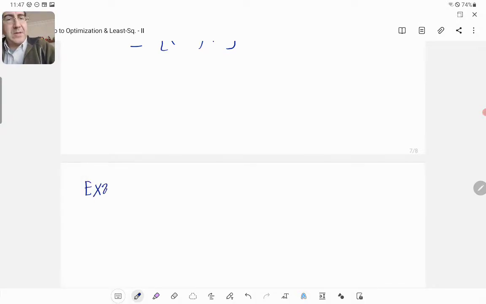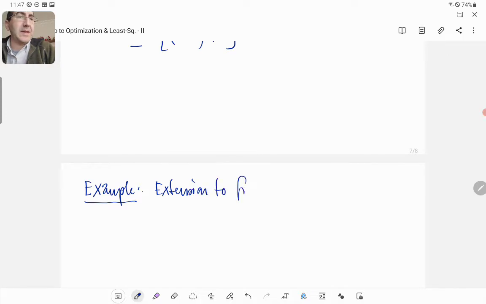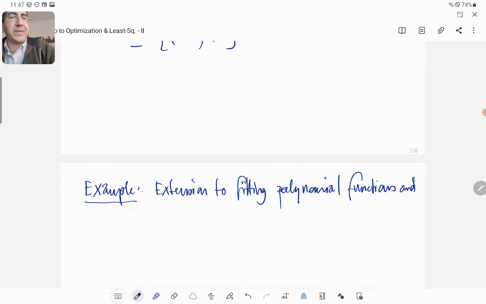Example: extension to fitting polynomial functions and with n data points. So we are extending both the function to a quadratic function as an example, and I'm going to keep this time n data points rather than 3 or 4 data points.